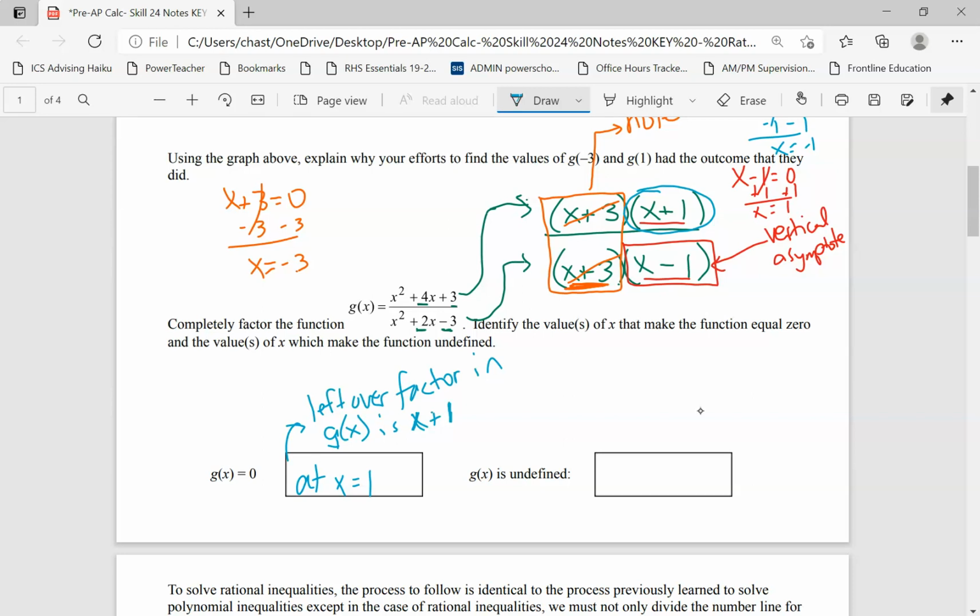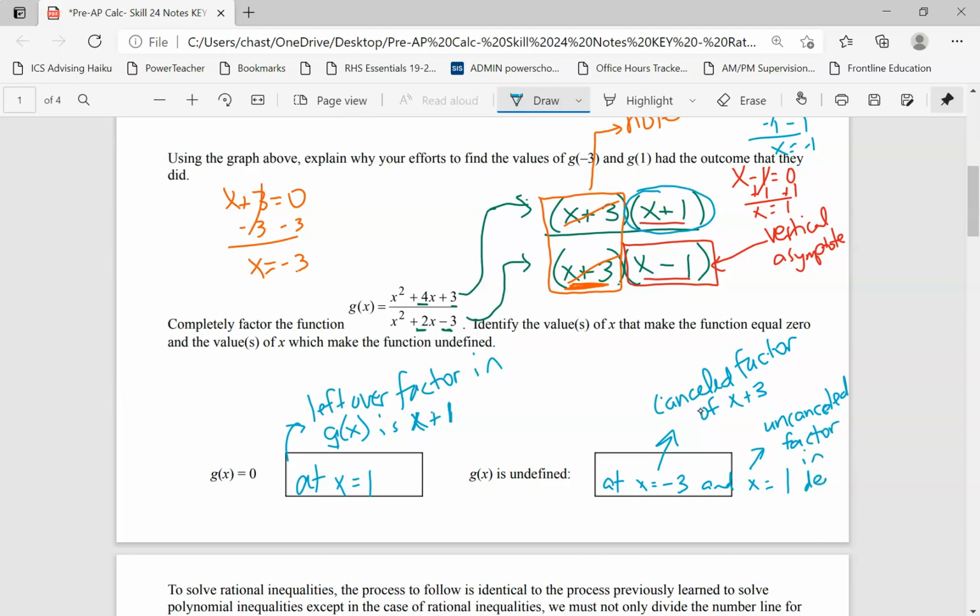g of x is undefined at x equals -3 and x equals 1. At x equals -3, that is the canceled factor of x plus 3. And at x equals 1, that is the uncanceled factor in the denominator.